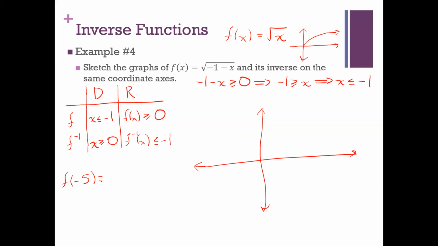So f of -5 would be the square root of -1 minus -5, right? Which would be square root of 4. Should be 2. So even though I have that negative inside the square root, we're used to square roots having a minimum x value. But in this case, because I am taking the opposite of x, my domain has a maximum value now. I can only take values -1 or lesser.